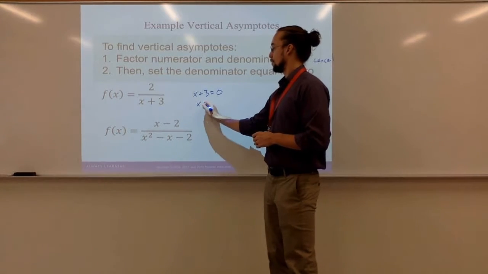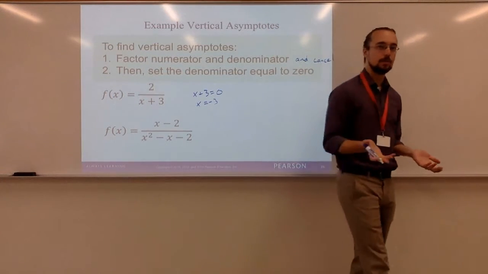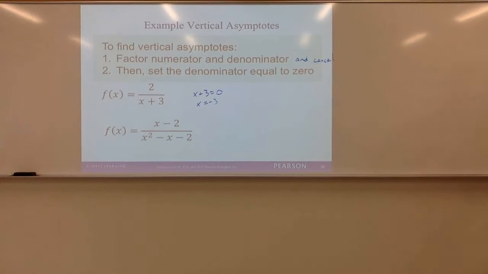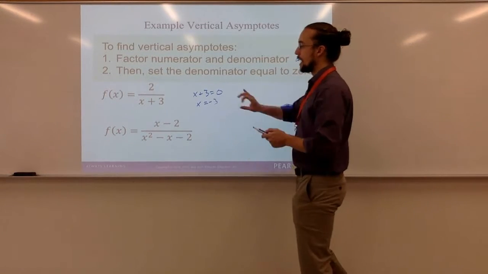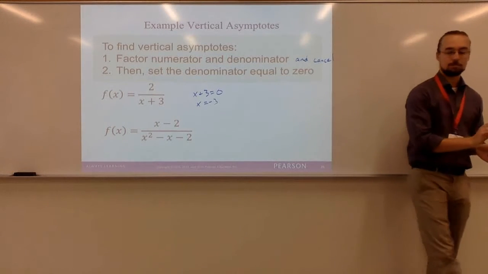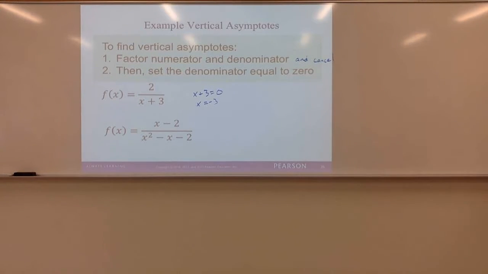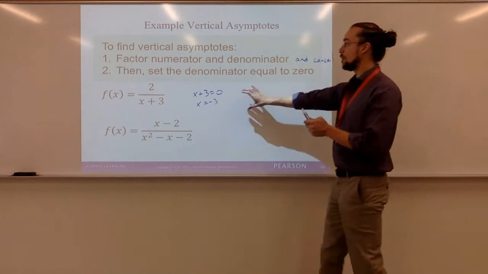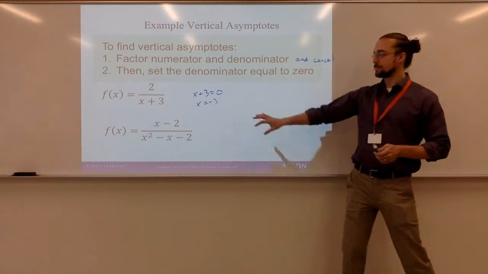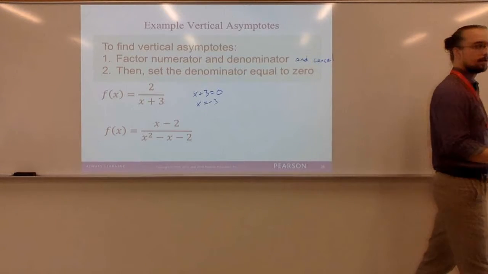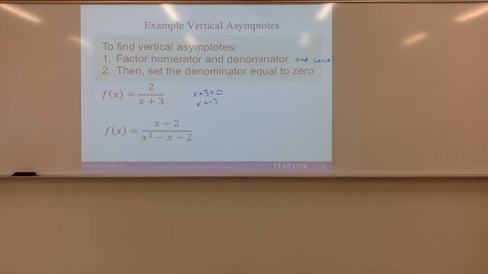So subtract 3 over, I get x equals -3. Pretty straightforward. That tells me that this function has a vertical asymptote at -3. And so in a second, we'll talk about how to find the limits as we approach -3 from the left and from the right. But for now, just take a look at finding asymptotes. Are we okay with that one? All right, how about the second one? You guys go ahead and try the second one.